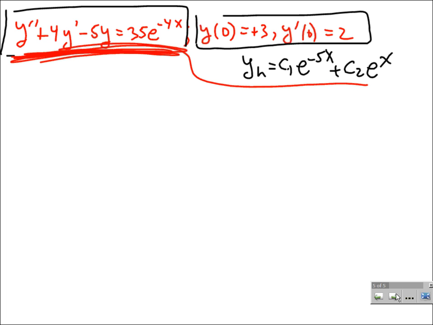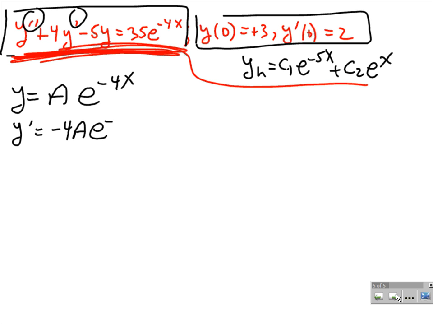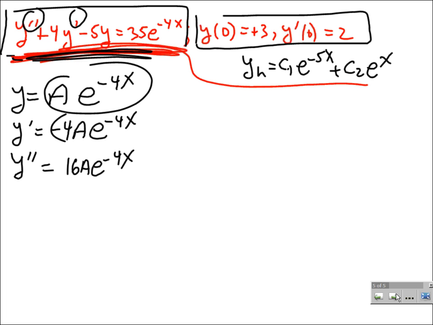And what I will think is, it's just going to be a multiple of e to the negative 4x. So I need the first derivative and the second derivative of this y that I just wrote down. So y prime will be negative 4a e to the negative 4x. And the derivative of that will be 16a e to the negative 4x. Now I can write down the equation above this using those substitutions for y prime and y double prime.